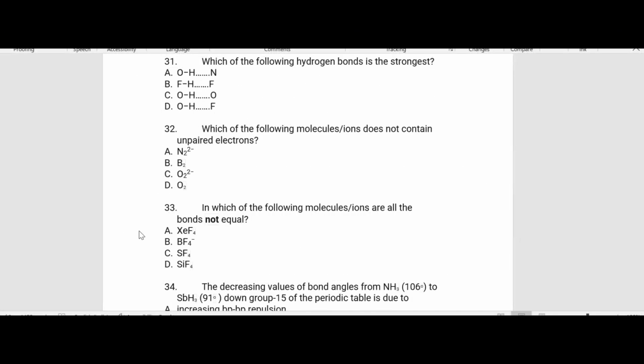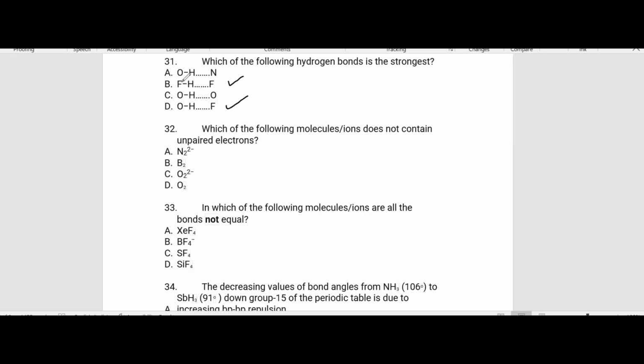Which of the following hydrogen bonds is the strongest? So to answer this question, let us see the electronegativity difference between hydrogen and other atoms. So you have here nitrogen, fluorine, and oxygen. Among these three, fluorine has more electronegativity. So this must be stronger, and here also it is fluorine only. So these two must be stronger.